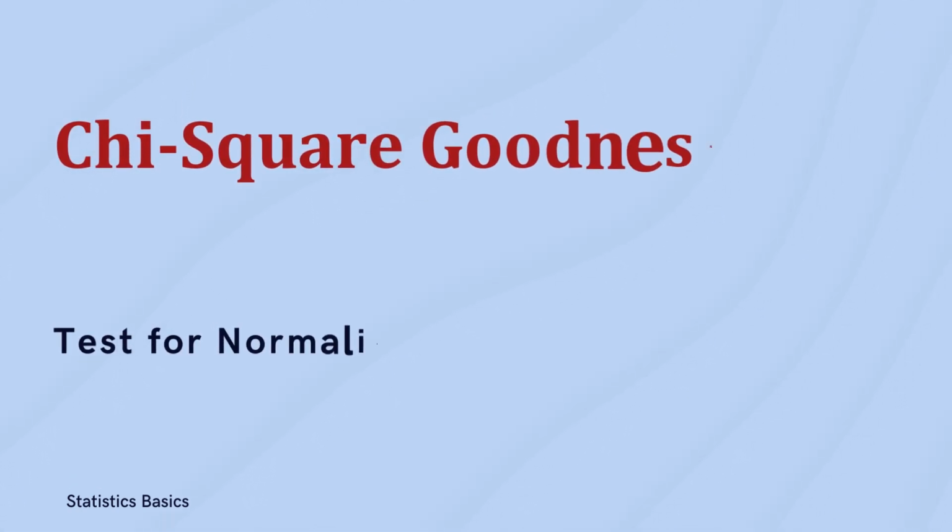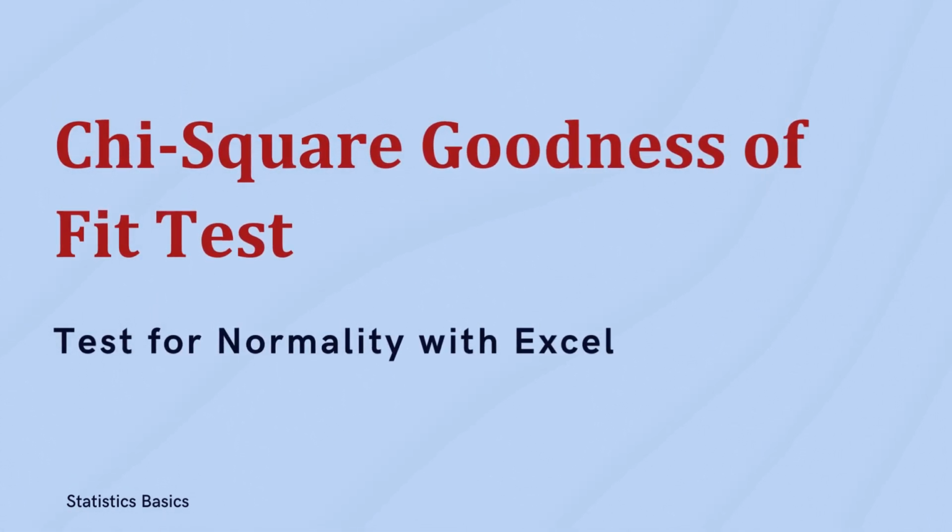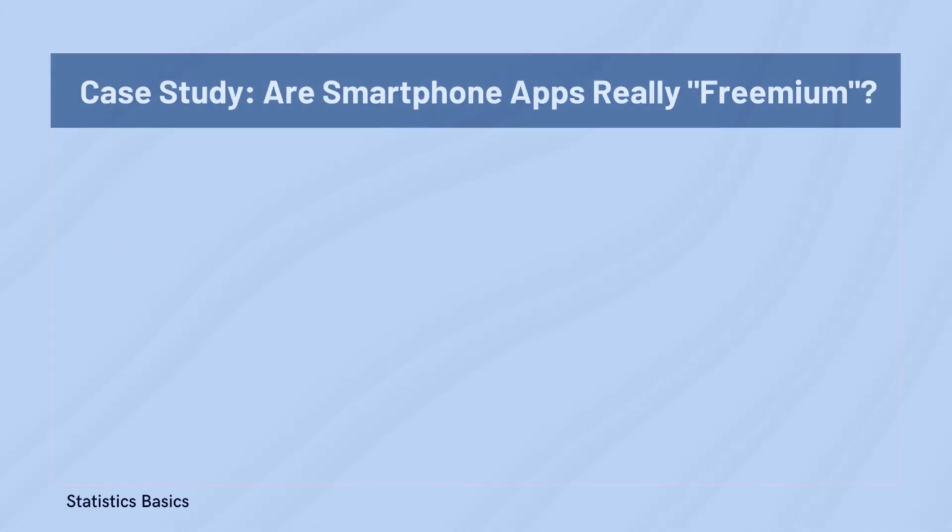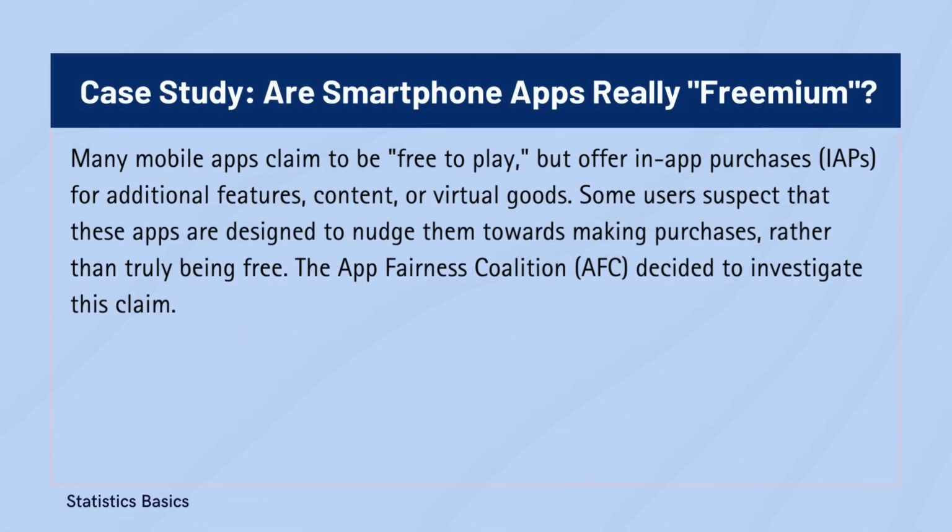The chi-square goodness of fit test is a powerful tool for assessing normality in your data. In this video, we'll guide you through each step, using Excel's built-in functions to simplify the calculations and visualize the results. To learn more about the chi-square goodness of fit test, check out our previous video on this topic.